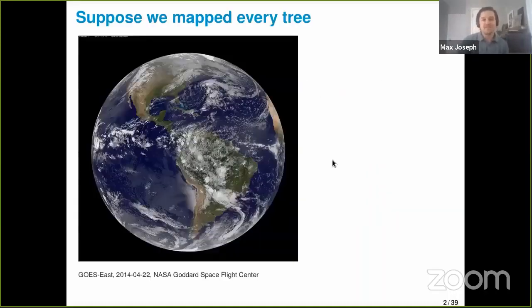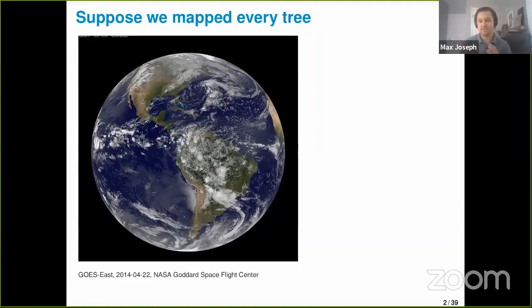So I want to start just with a thought experiment. Suppose we mapped every tree. And it's 2020. This is not really that outlandish of an idea, right? We have high resolution satellite imagery pretty much everywhere, high density LiDAR data in most places. And collectively, we've mapped enough tree stems that we could probably put together a semi-decent training set to train a deep learning classifier to try to find trees across the entire planet. So if we mapped every tree, what would we actually have learned about plant ecology?